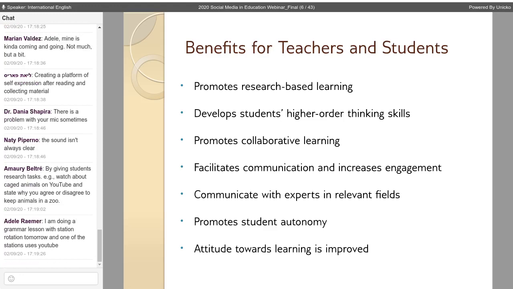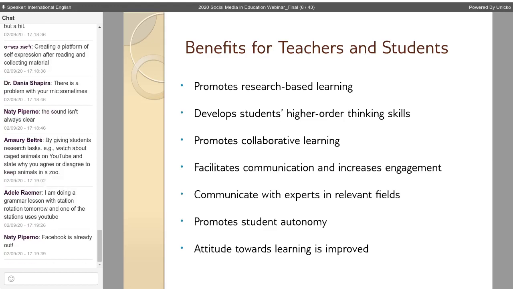Okay, so Adele is doing a grammar lesson with station rotation tomorrow, and one of the stations uses YouTube. Absolutely. This is one of the models that we're going to be exploring later in the webinar, how to use the station rotation model, how to use Facebook. Okay. By giving students research tasks, watch caged animals on YouTube, assess whether you agree or disagree with keeping animals in a zoo. Absolutely.